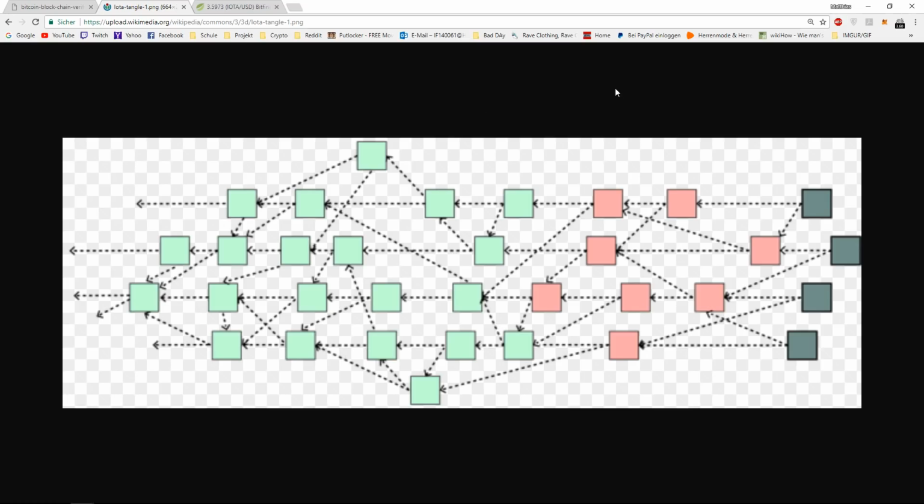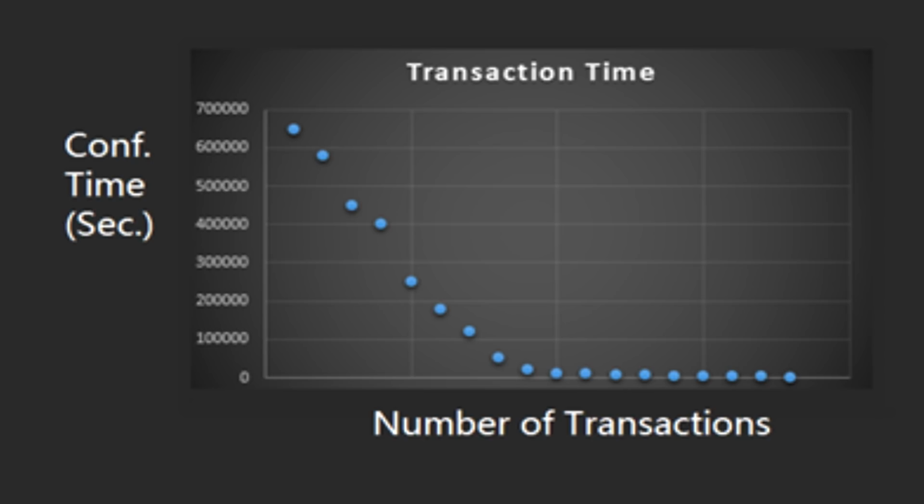Another point is that IOTA has very, very fast transaction times in comparison to Bitcoin or even Ethereum. I don't know what the block time of Ethereum is. I know the block time of Litecoin, for example, which is also very fast, is 2.5 minutes. And I think with IOTA, you make transactions in literally seconds. And you can, like I said, make infinite transactions.